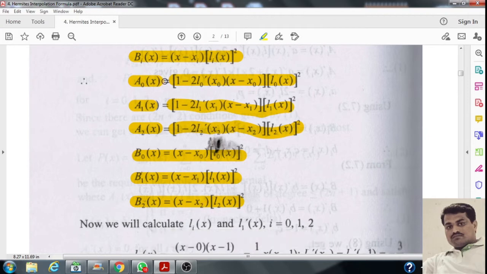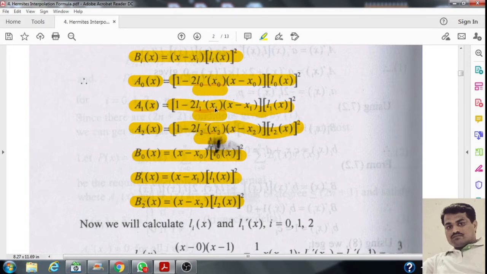Also in a0, a1, a2, if you see the first bracket, 1 minus 2 times l0 dash of x0, this term is also required. We need to find l0 dash of x0, then l1 dash of x1 and then l2 dash of x2. And how to find this value? By considering l0x, differentiate l0x with respect to x, we get l0 dash of x, and then replace x by x0.